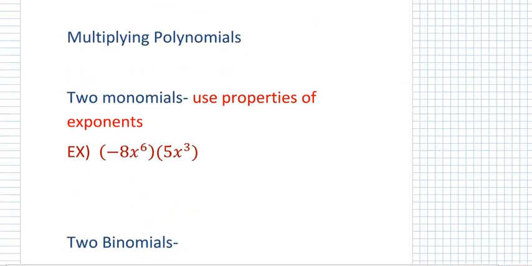Multiplying polynomials. If you just do two monomials, you use the properties of exponents. So you multiply the like terms. So negative 8 times 5 is negative 40. And then x to the 6th times x to the third, you add the exponents and get x to the 9th.